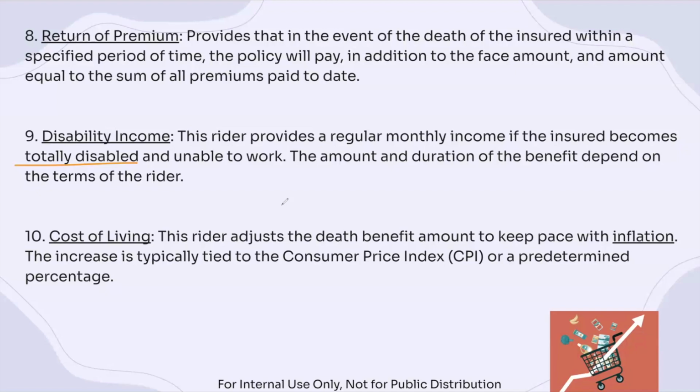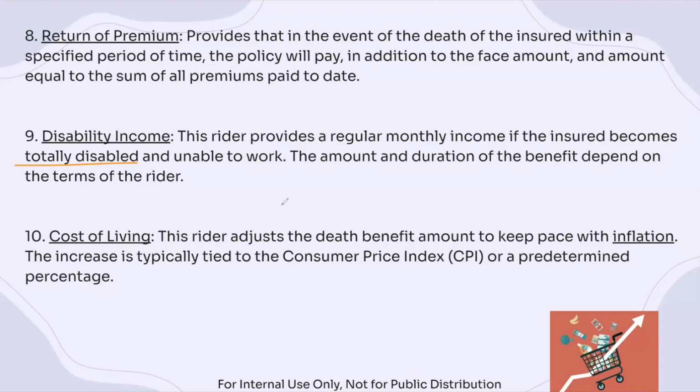And then with our 10th rider, that's the cost of living rider. And this is really common nowadays with these life insurance policies because of inflation. Cost of living is increasing. And so what happens is that $1 million of face value now might be different from in the future. $1 million now might be worth a lot less in the future.